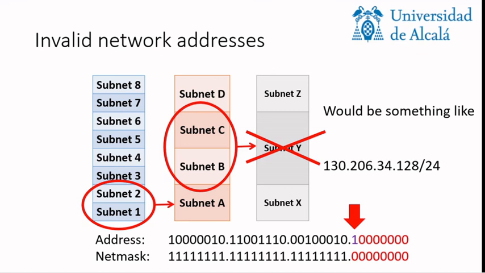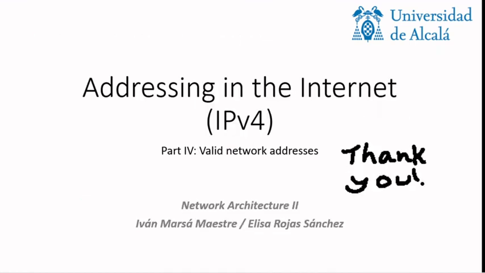So how do we aggregate networks when they are not following a specific order? This is a good question. You should try to figure it out, but in any case, we will see it in class. And that's all so far. Thank you.